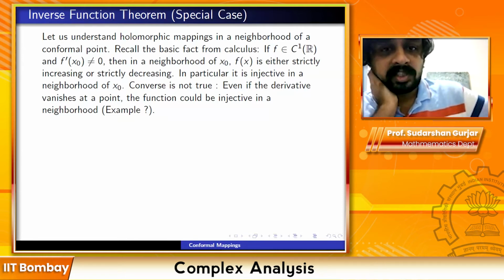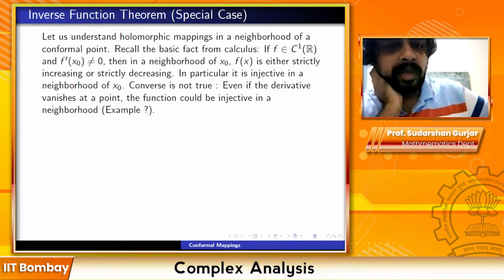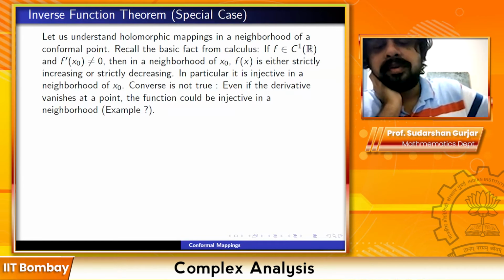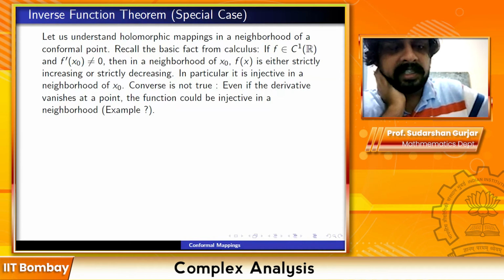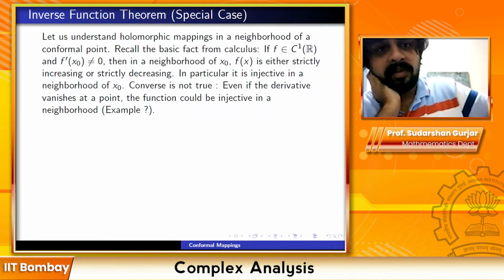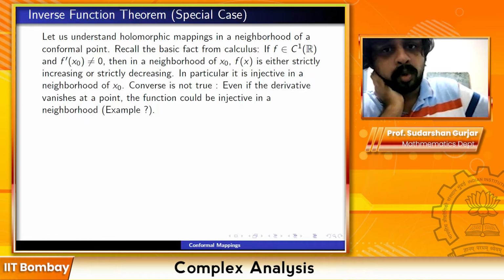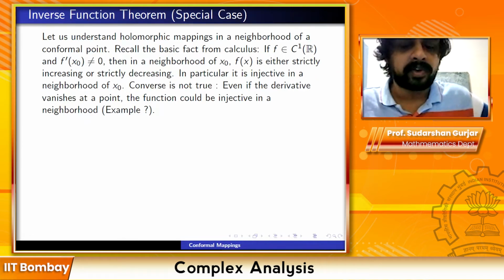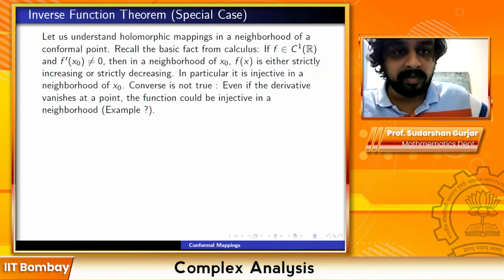Can somebody just quickly give an example? The derivative vanishes, but the function is injective. f of x is equal to x cube. Right, correct. That's the standard, most basic example. The derivative of x cube is 0 at the origin, but x cube is actually a bijective function from the real line to the real line, the inverse of this function being the cube root of x. Every real number has a unique real cube root, and that's the inverse of this function. So the function is injective even if the derivative vanishes.